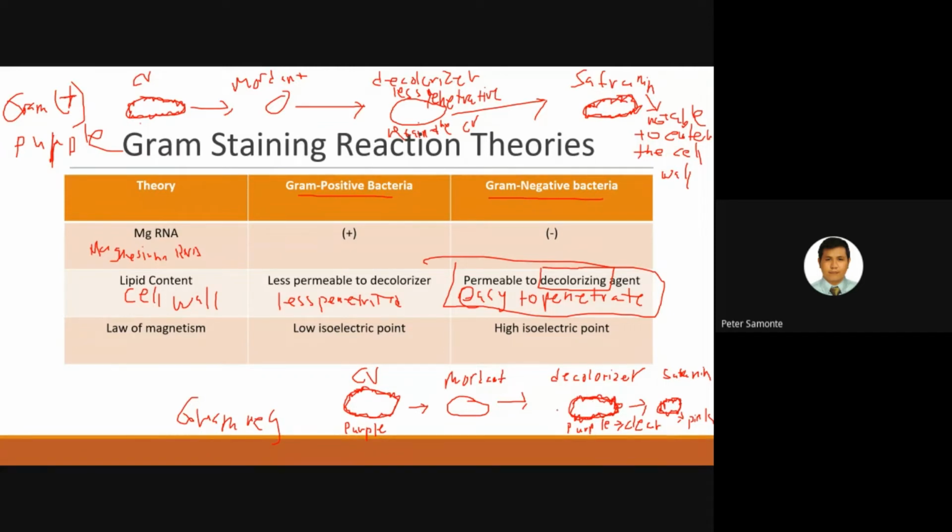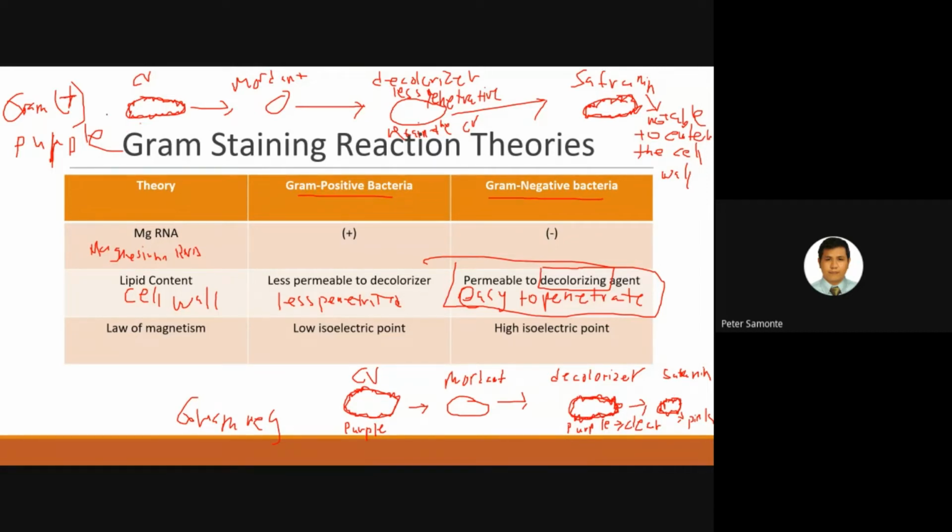So again, class, in gram negative, you would stain it with crystal violet, add a mordant, then the decolorizer. And remember, based on the theory, gram negative are more permeable to the decolorizing agent. So once you've added the decolorizing agent, it would penetrate the cell wall and remove the primary stain, making it clear or gone. After that, you would add your counter stain safranin. Since there is no crystal violet or primary stain, the safranin would be absorbed, making your bacteria appear pink.